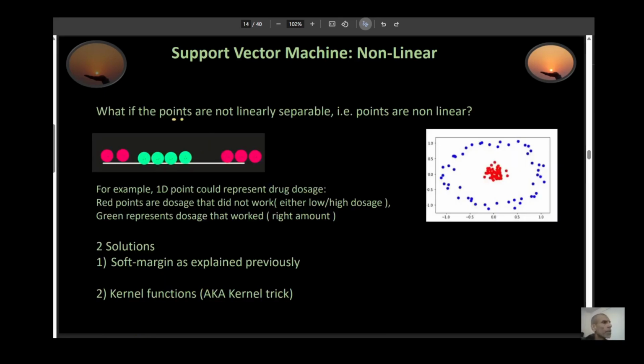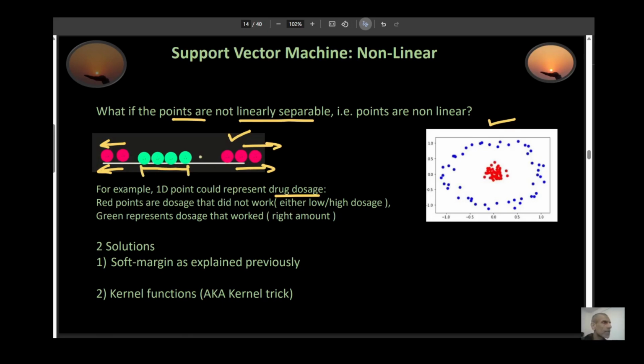Now, what if the points are not linearly separable? For example, in a one-dimensional case, these points are not linearly separable. In the two-dimensional case, these points are not linearly separable. So this point could represent, for example, drug dosage. The red points right here, this one and this one, would represent that the doses did not work, either because they were too low or because they were too high. So these are your red ones. And the green ones represent the dosage that works. So these are just the right value, just the right amount.